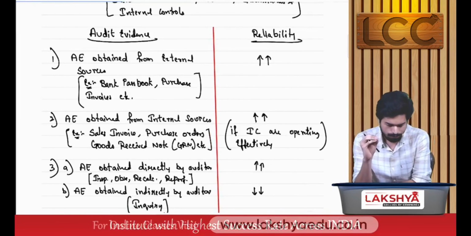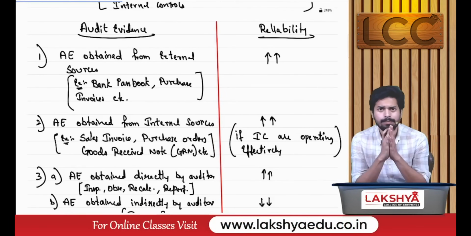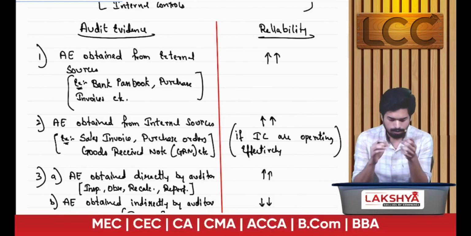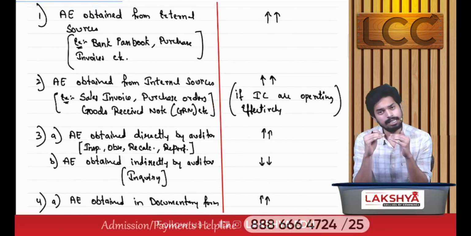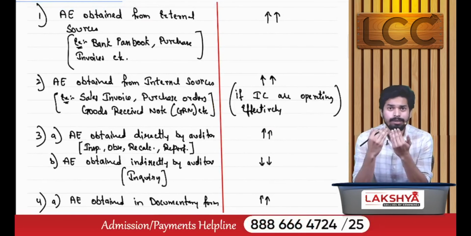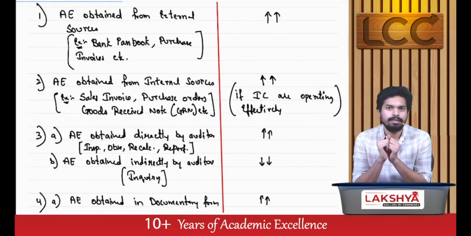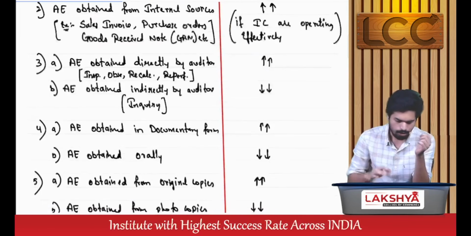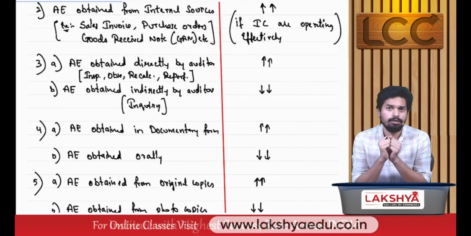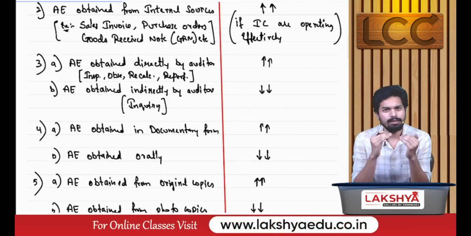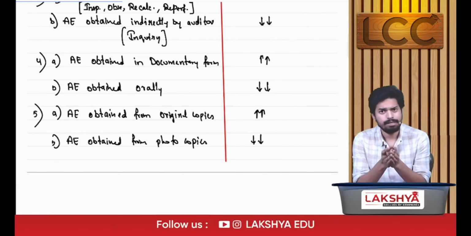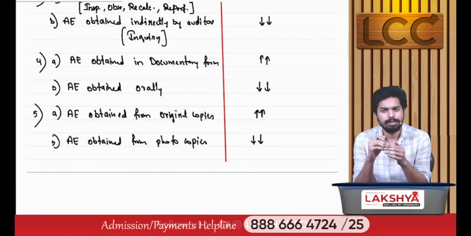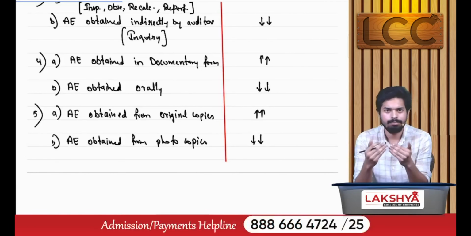Now, audit evidence which you have obtained from the external source will generally be more reliable, and audit evidence you have obtained from the internal source will generally be less reliable. It may also be reliable if the internal controls of the entity are operating effectively. Next, audit evidence obtained directly by the auditor will generally be more reliable than the audit evidence obtained indirectly by the auditor. Next, audit evidence obtained in the documentary form will generally be more reliable than audit evidence obtained orally.